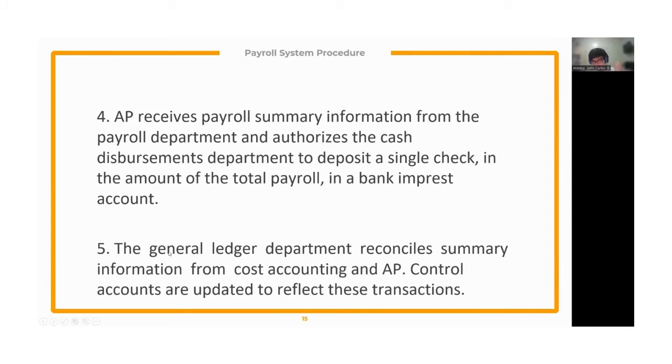So the general ledger department, for the final time, confirms the information from the cost accounting and accounts payable. So they have to double check. So after double checking, control accounts are updated. So they are going to record the changes made to reflect these transactions.